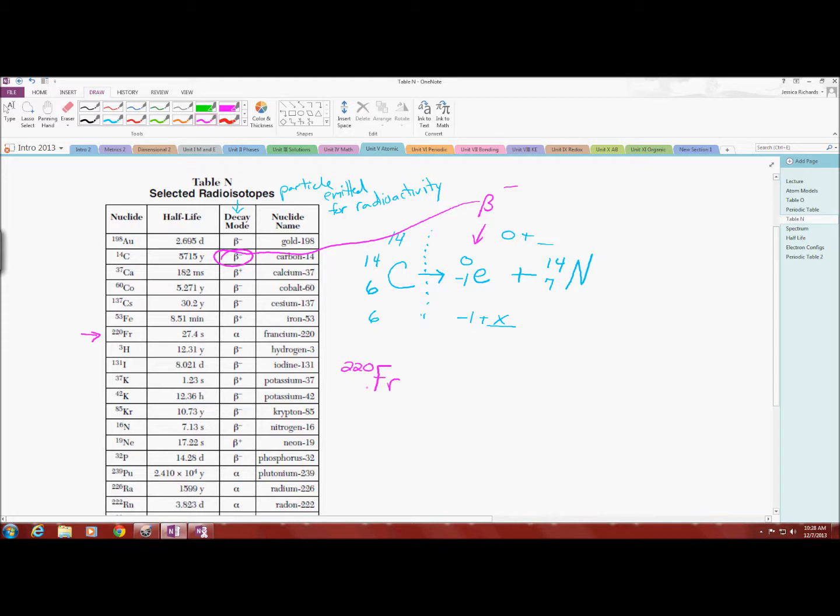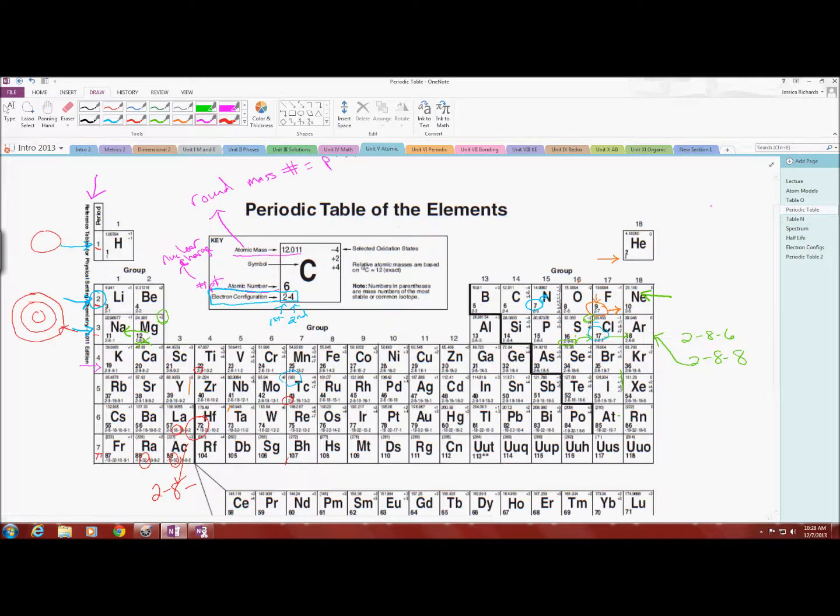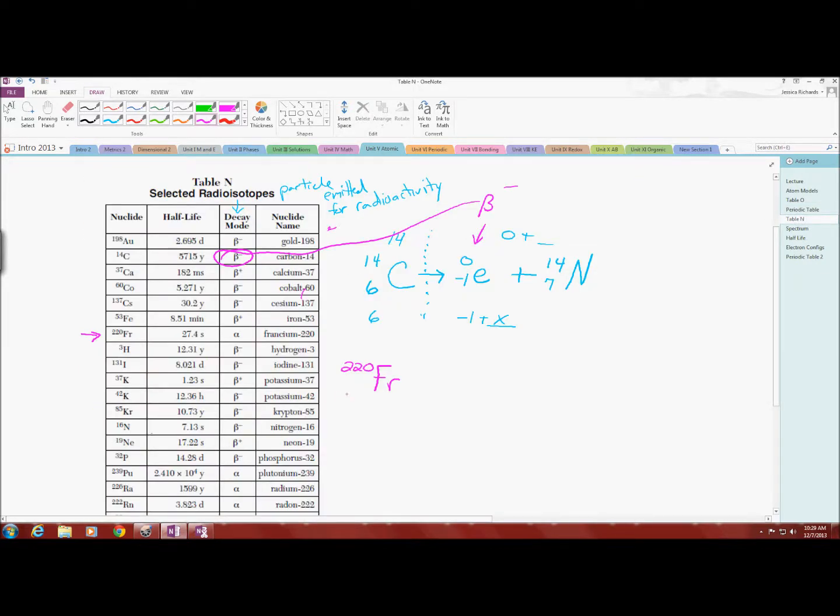Francium-220. I need to know his atomic number. I don't have that memorized, so that's what my periodic table is for. Francium is in group 1 all the way at the bottom, so way down here. He's atomic number 87.